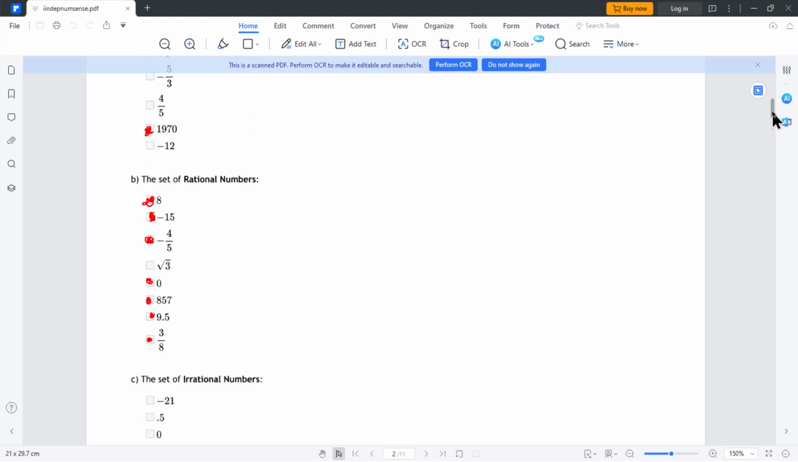Part B, what are the set of rational numbers? What are rational numbers? Rational numbers are numbers that can be written as a fraction. Okay, so here we have 8, as 8 over 1, 15, -15, written as -15 over 1. That's a fraction already. 0 can be 0 over 1. You can have 857 over 1 as a fraction. And this can be 9 5/10. That's a fraction. Or as an improper fraction, you can write it. And here we have 3/8, and that's already a fraction.